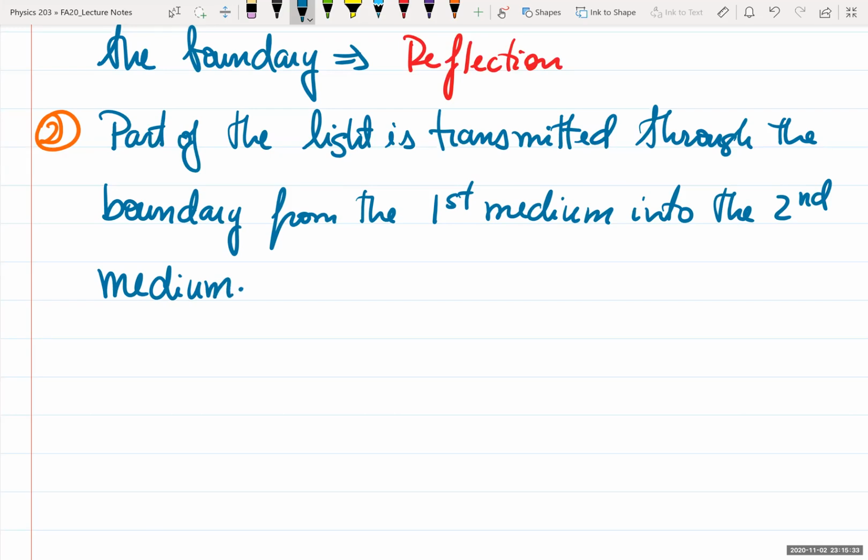And this is what we call refraction. Okay, so remember, the bouncing from the smooth surface is what we call reflection, and the transmission of the light through the boundary from one medium to the other is what we call refraction. Okay, so let me bring in a picture for you here.